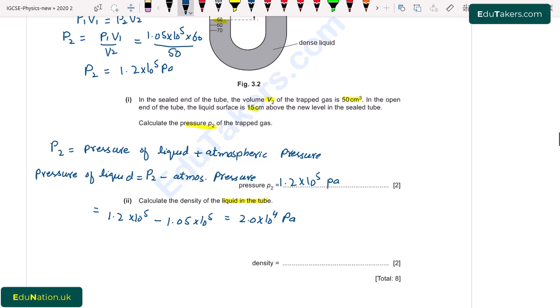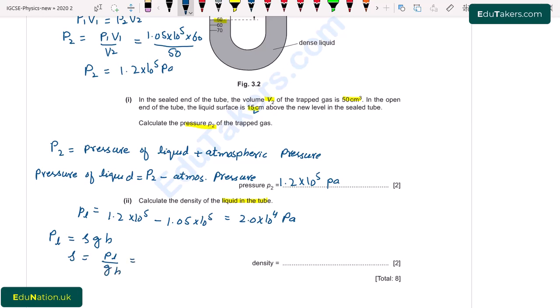In the second part, we have to calculate the density of the liquid, and we know that the pressure of the liquid, which I represent with PL, is equal to rho GH. Here rho is the density, PL is the pressure of the liquid, G is 10, and the height is given in the question, which is 15 centimeter. So I simply calculate rho equals PL over GH.